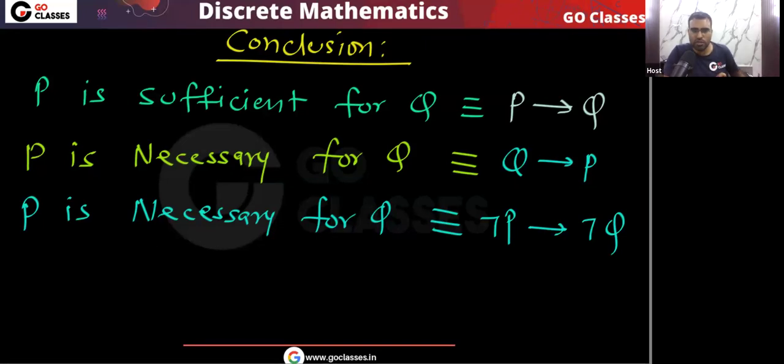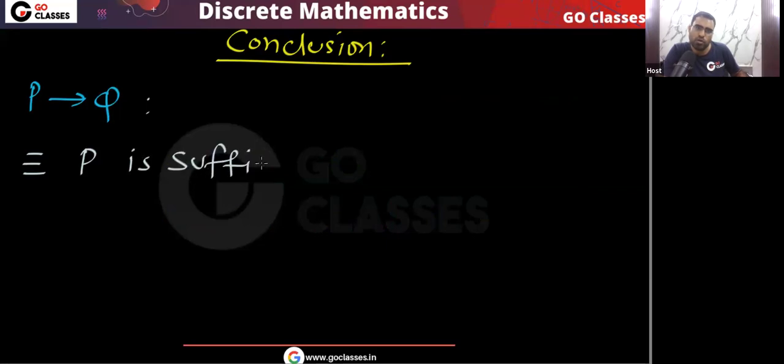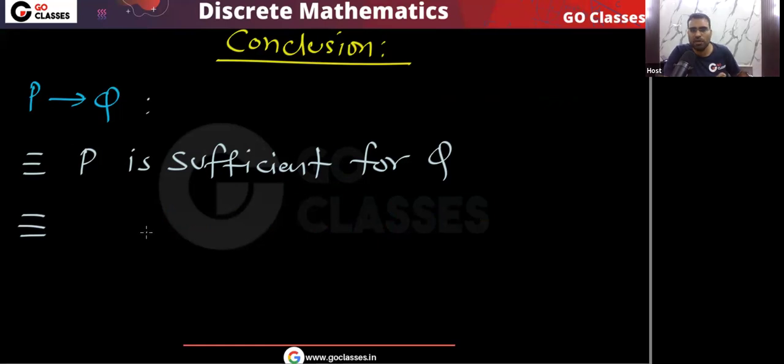One more thing I want to tell you, and this is interesting. Look at this. If I give you P implies Q, how can you write it? This is the same as P is sufficient for Q. Yes or no? I can read it like this: P is sufficient for Q. But I can also say that Q is necessary for P. Do you agree with me?